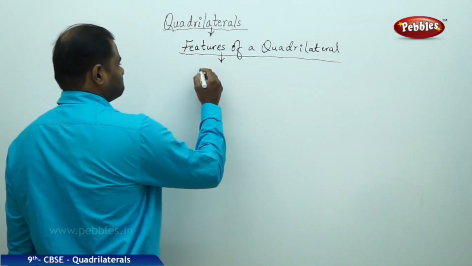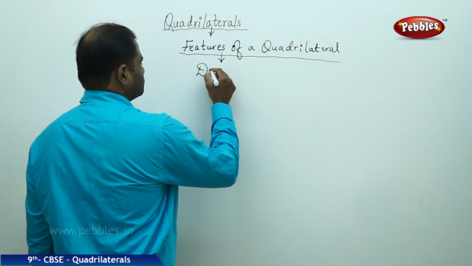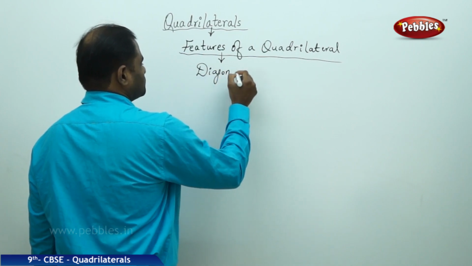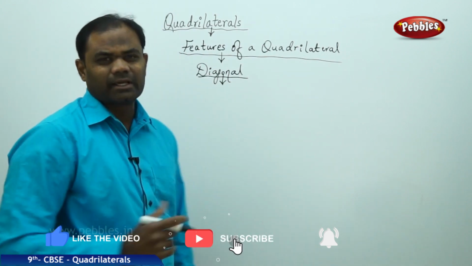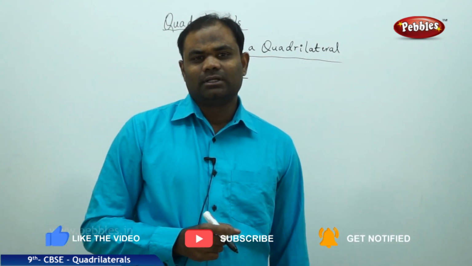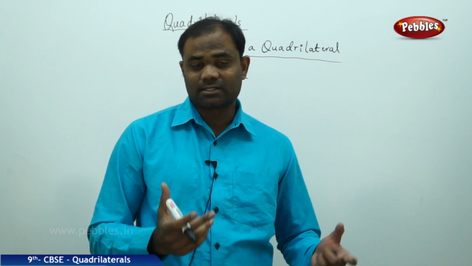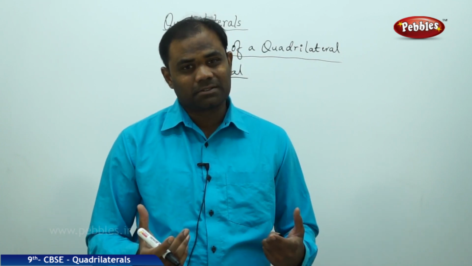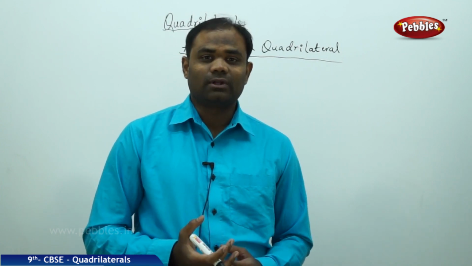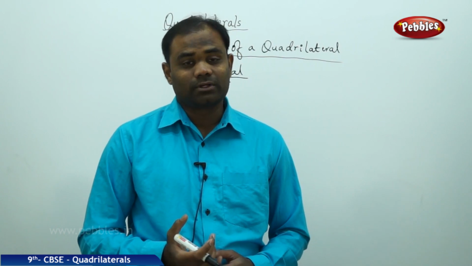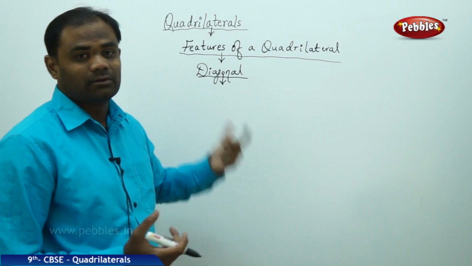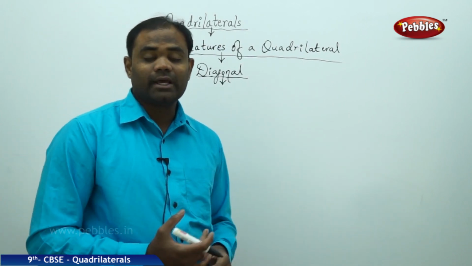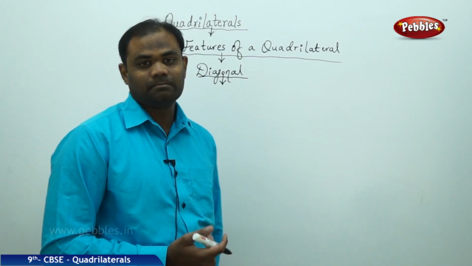For example, the topic for the session is diagonal. What is a diagonal in a quadrilateral? Now that we have discussed the vertices, the angles, the lengths or sides of a quadrilateral, the next important concept in the features of a quadrilateral is diagonal. So let's see the diagonal of a quadrilateral.